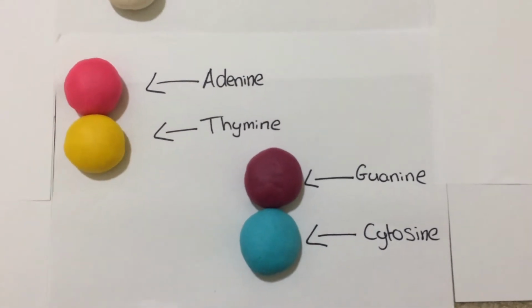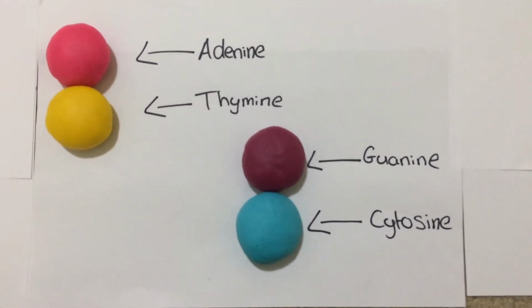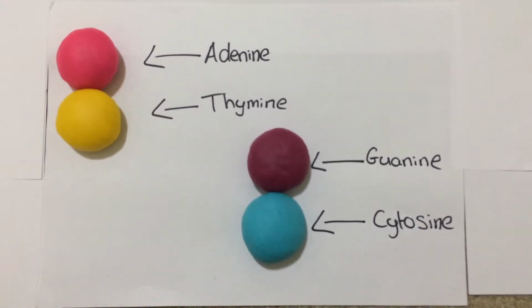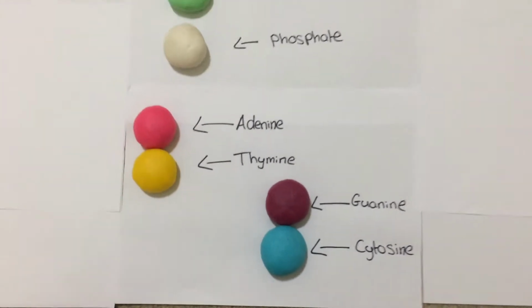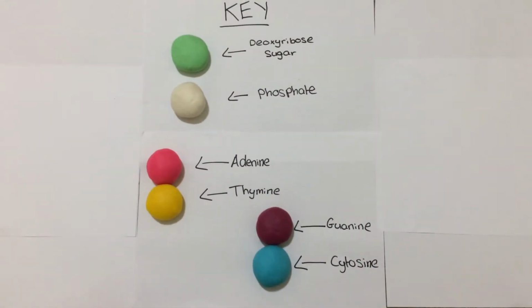There are only two combinations of nucleotides. Adenine pairs with thymine, cytosine pairs with guanine, and these are the only two combinations you can have.